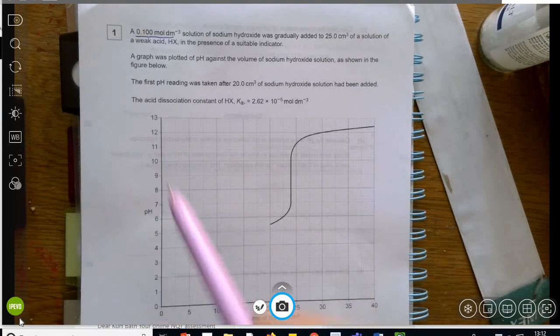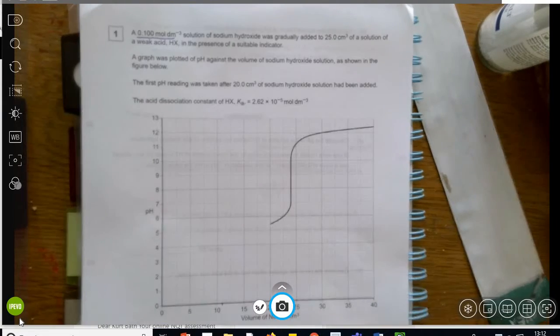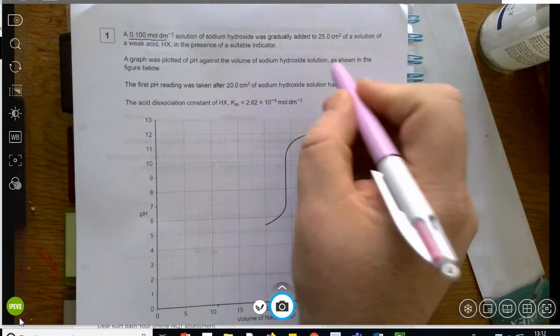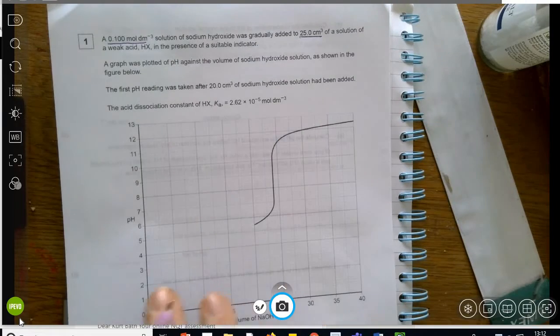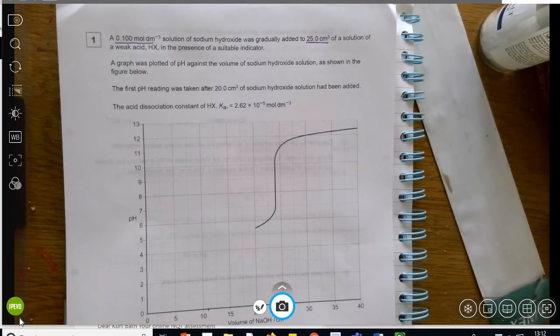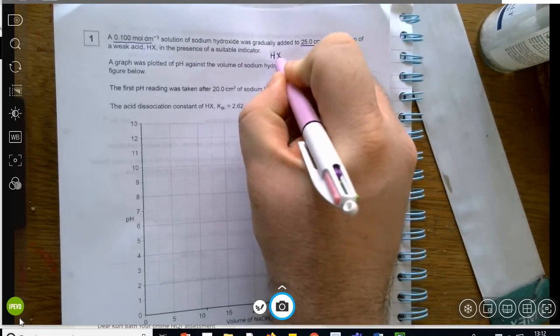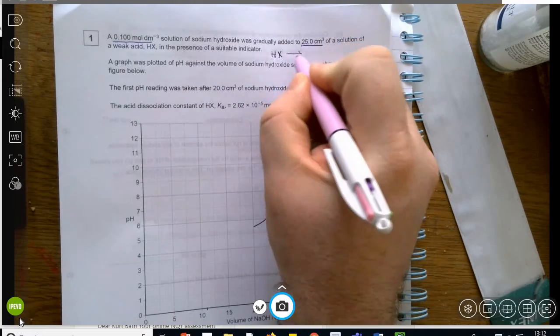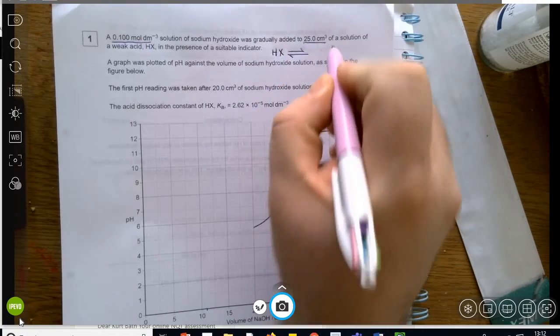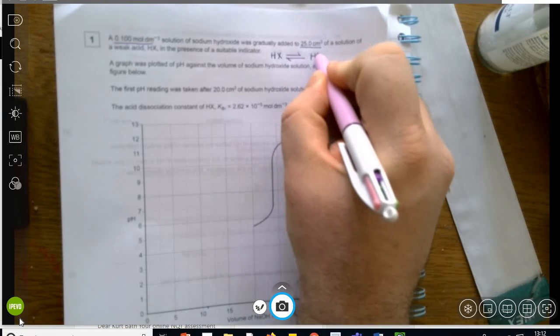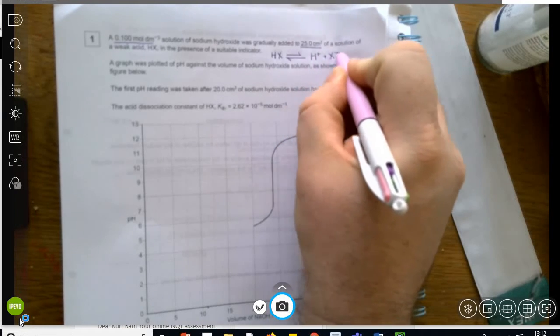For example, it says 0.1 moles per decimeter cubed of sodium hydroxide is added to 25 centimeters cubed of a solution of a weak acid HX. So I'm automatically thinking I've got HX, and if it's a weak acid, we've got that double-headed equilibrium arrow going to H+ plus X-. Straight away that's in there.